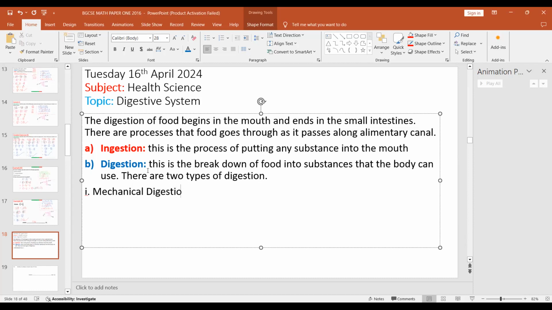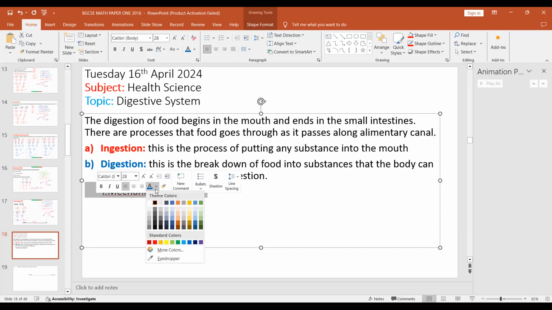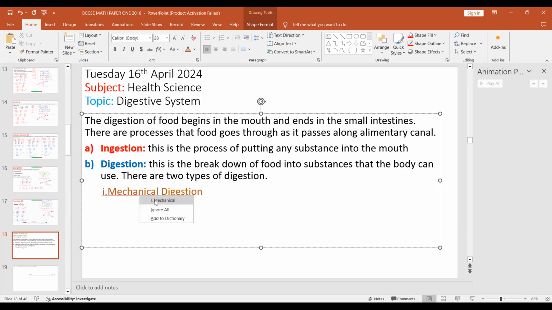Mechanical digestion is one of the types of digestion. What do we mean when we say mechanical digestion? That's like when you physically use a part of your body to digest food, to break it down. Very good. I believe we talked about that a bit last week.